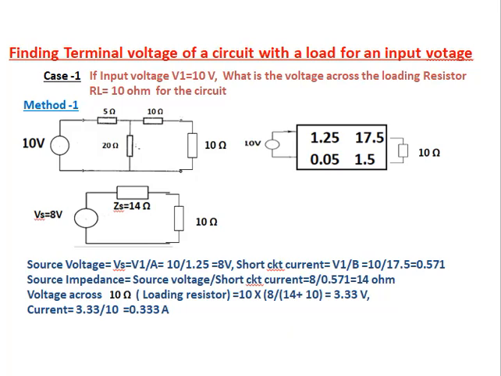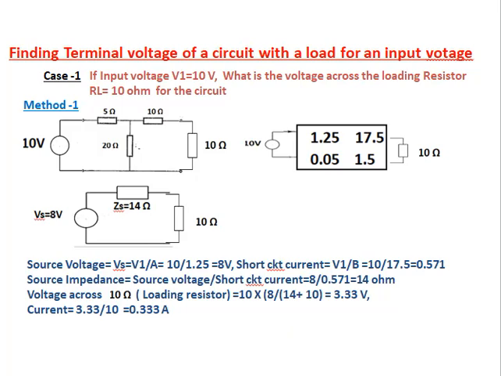Finding terminal voltage of a circuit with a load for an input voltage. Case 1. If input voltage V1 is equal to 10 volt, what is the voltage across the loading resistor RL equal to 10 ohms for the circuit having the ABCD parameters 1.25, 17.5, 0.05, 1.5?